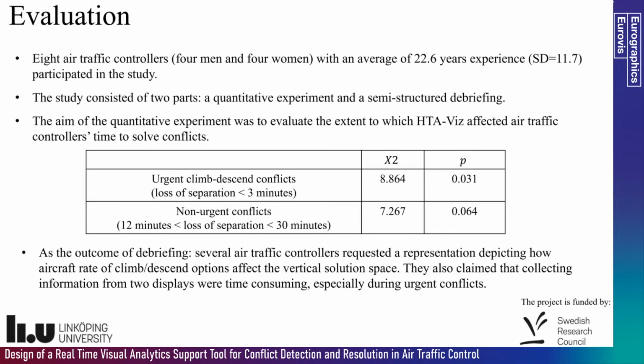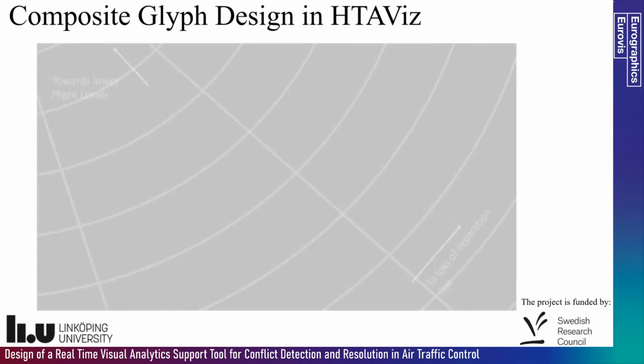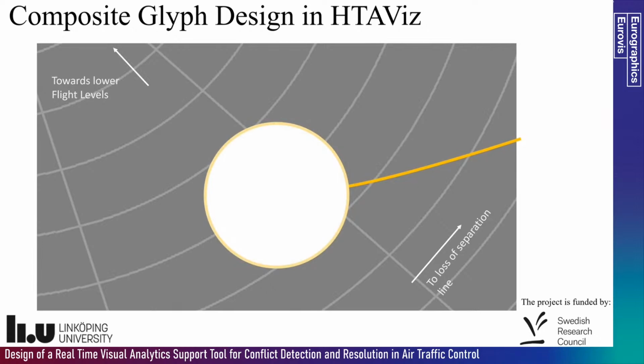They also claimed that collecting information from two displays was time-consuming, especially during urgent conflicts. Based on the outcome of the evaluation study, a composite glyph-based design was approached to provide a graphical representation of both horizontal and vertical solution spaces for the traffic situation in one single display.